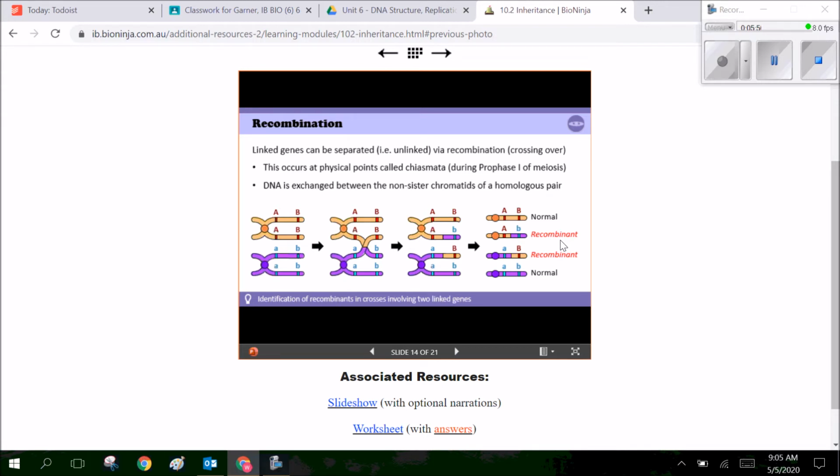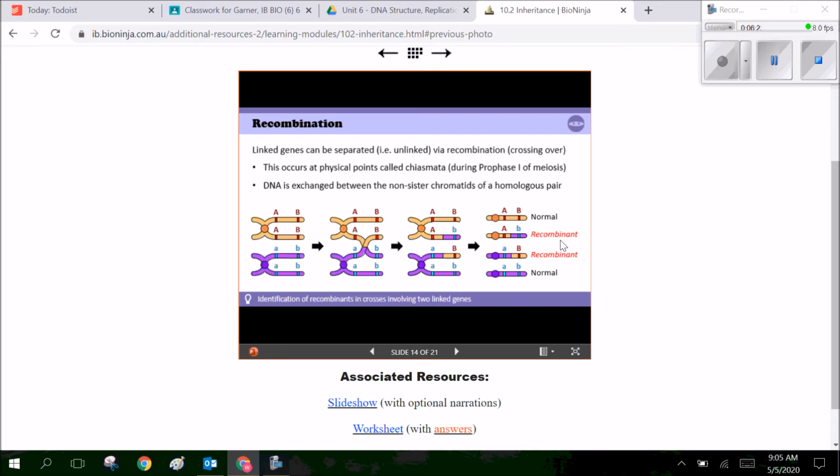And if the recombinant number is high, then that means that the gene linkage is low. If the recombinant number is low, gene linkage is high. So in other words, if crossing over happens, the genes are probably unlinked, or they're not very closely linked. If a lot of crossing over happens, that means they're basically unlinked. If no crossing over occurs, that means they're completely linked. And then if just a little bit of crossing over occurs, that means that they're linked, but maybe not completely.